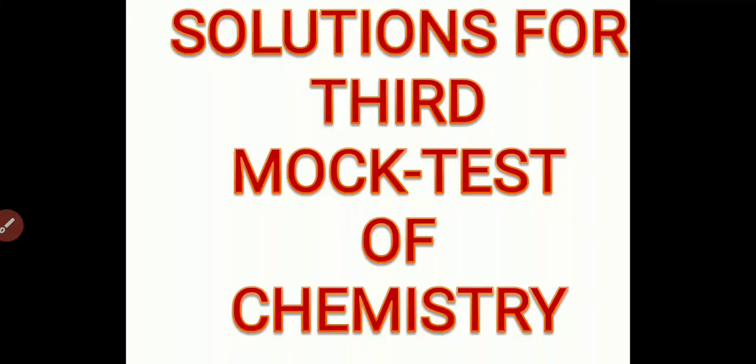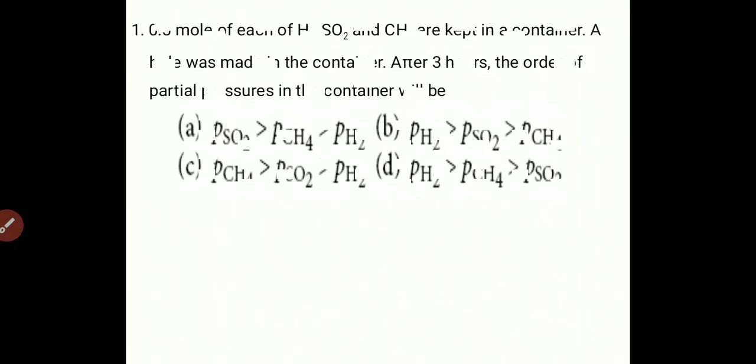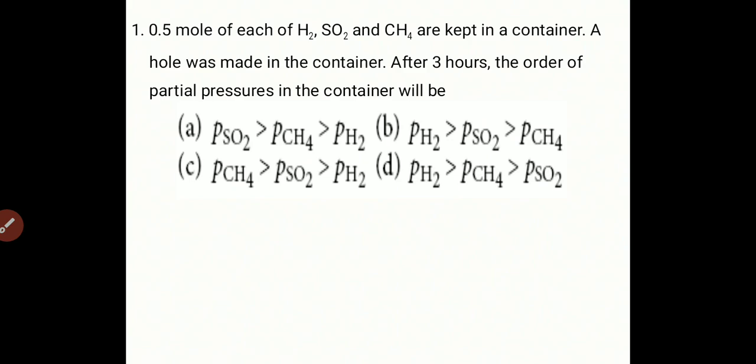Today I am going to discuss the solutions for the third mock test of chemistry, the third and the last mock test of chemistry. So first question: 0.5 mole each of H2, SO2, and CH4 are taken in the container. A hole was made in the container after 3 hours. They are asking the order of partial pressure in the container. The order of partial pressure depends on the amount of the gases present. Remember, if the amount is more, the partial pressure will be more.